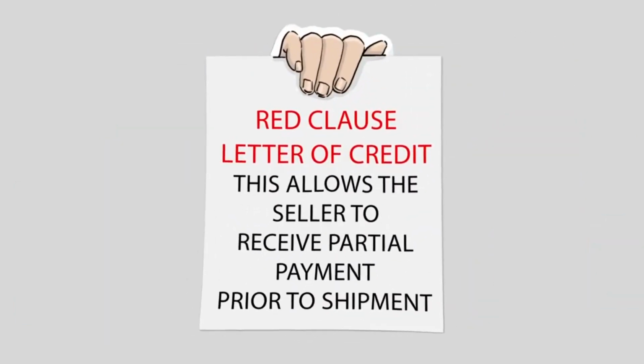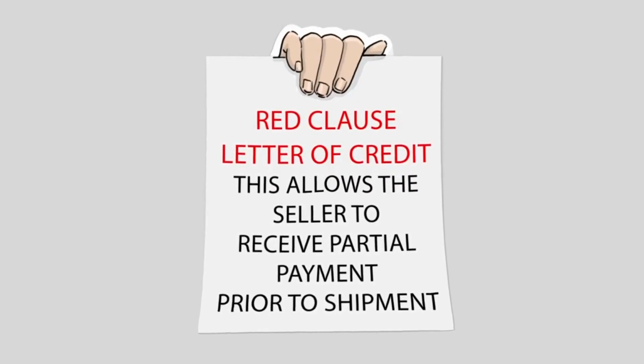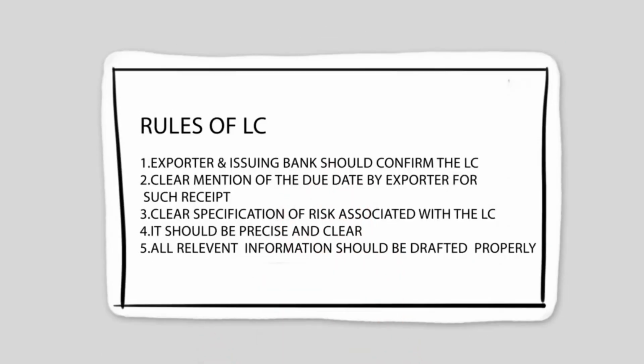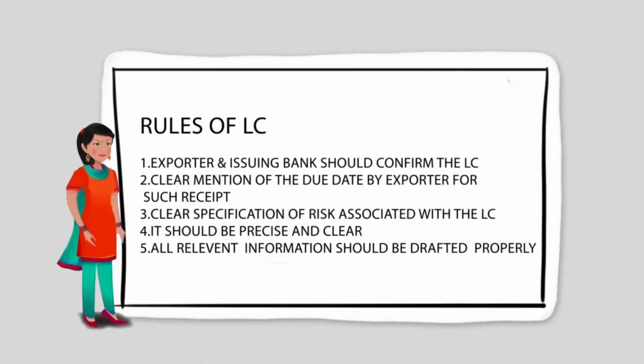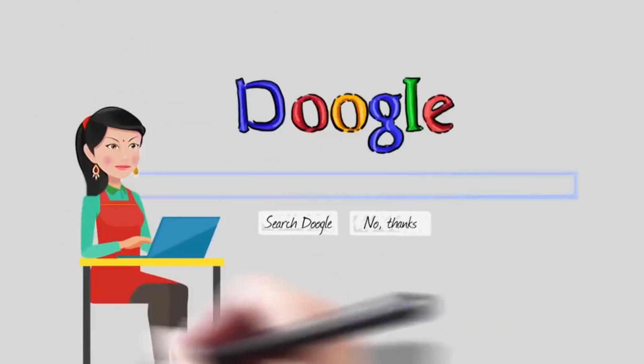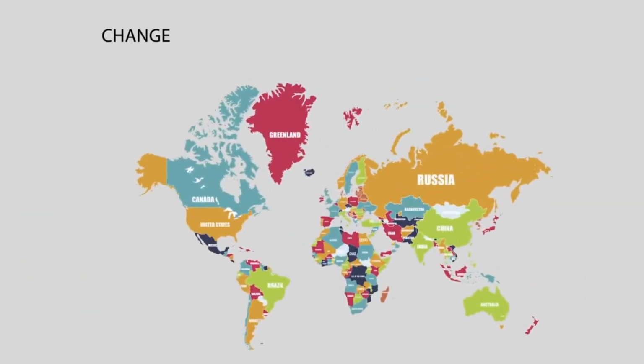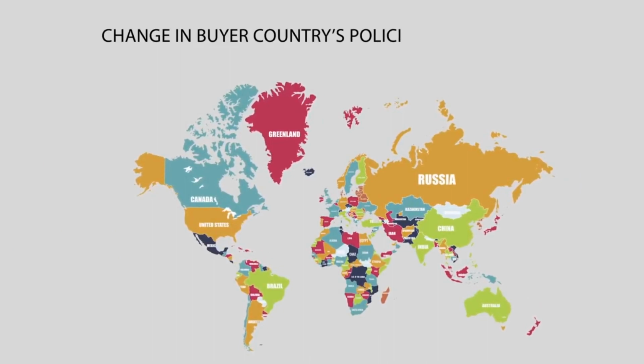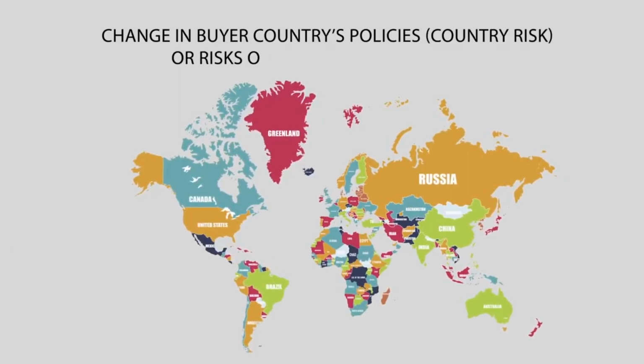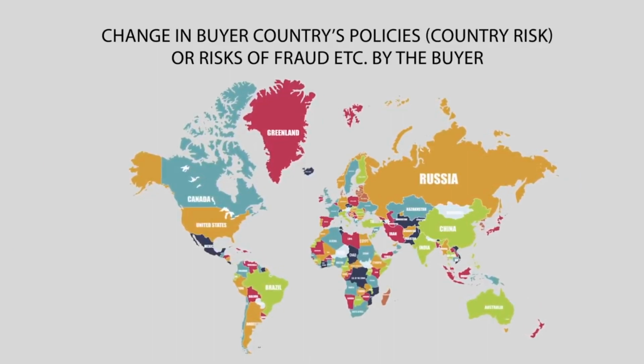Red clause letter of credit. This allows the seller to receive partial payment prior to shipment. When taking an LC, NICU should make sure to check the conditions on the LC. She should also check the credibility of the issuing bank. Further, she should note that LC is still subject to risks such as change in buyer country's policies or risks of fraud, etc. by the buyer.